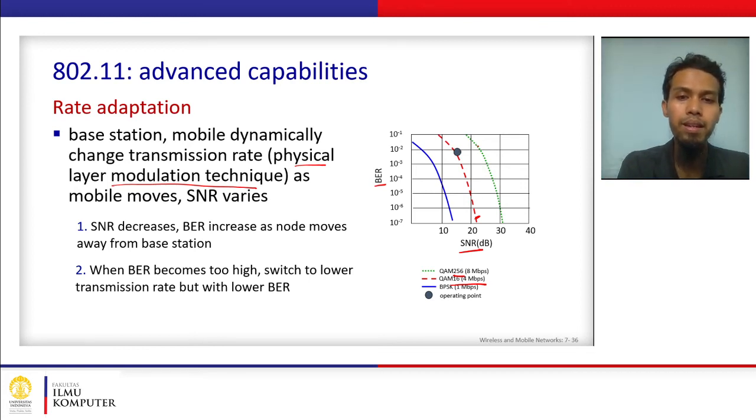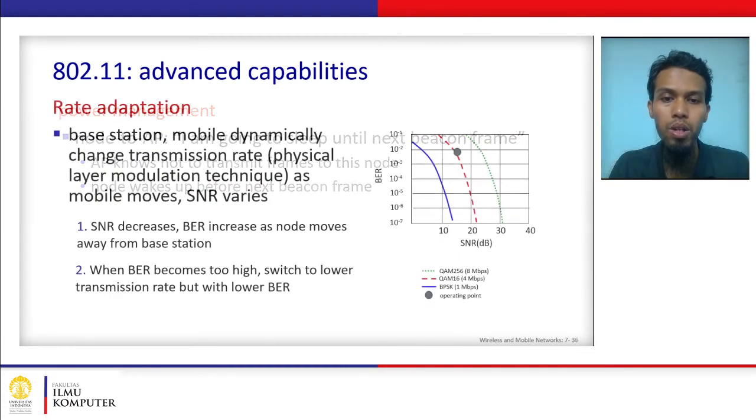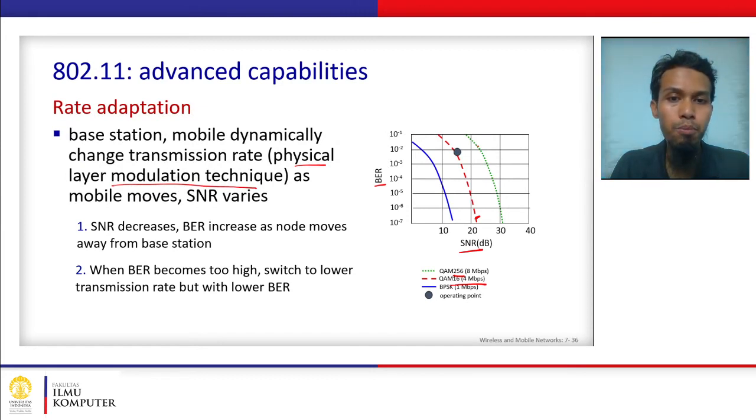But then again, if the received SNR decreases because we are moving further away from the base station, then we have to choose an even lower modulation technique, because at this point we are not meeting the required BER. So in this case we have to choose perhaps BPSK, which is the most basic modulation with 1 bit per symbol. This is the lowest possible data rate that we can get.